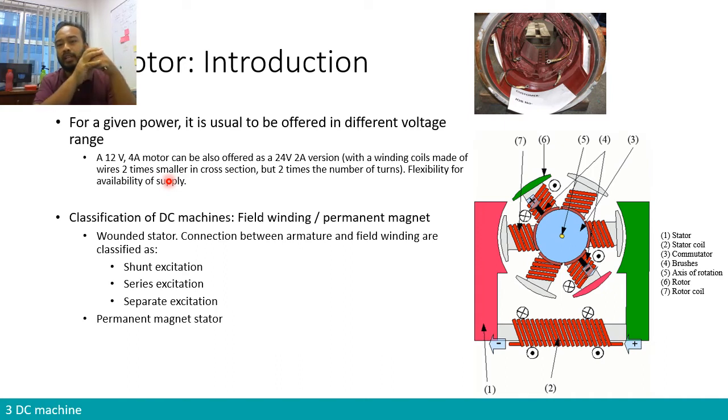We have this variation basically to be flexible, to adapt to the availability of the power supply that the client has. So for example, if your client has a power supply that can only supply a current up to 2 amps, because supplying a high current is quite expensive, then you need to select a motor in this configuration, 24 volts 2 amps, instead of 12 volts 4 amps. So it is basically for flexibility in terms of the availability of power supply from the side of the client that uses the motor.